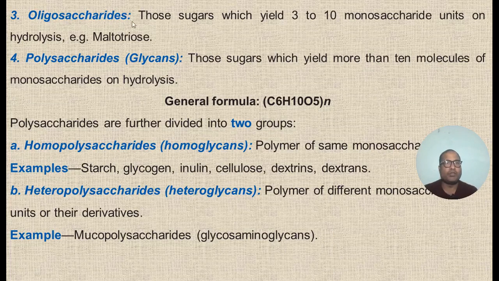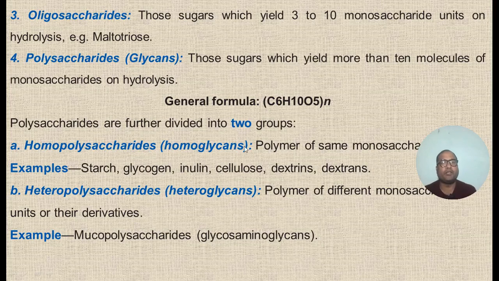The other one is the oligosaccharides, those sugars which yield 3 to 10 monosaccharide units on hydrolysis. Then polysaccharides, or glycans, are those sugars which yield more than 10 molecules of monosaccharides on hydrolysis. This classification of polysaccharides and oligosaccharides is based on their number of monosaccharide units. Poly means many. The general formula is (C6H10O5)n, n times, many times.